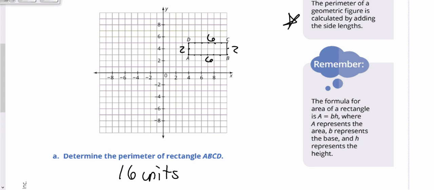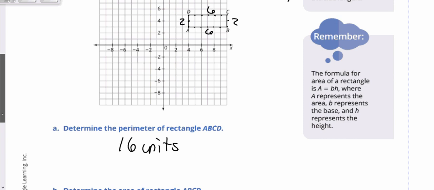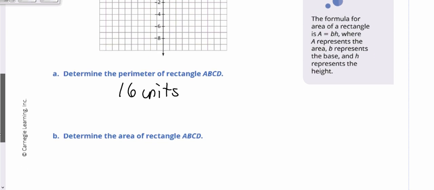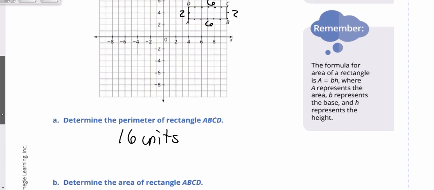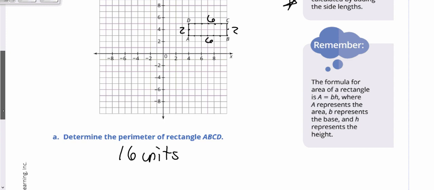Remember, anytime you're doing area and perimeter, you always have to have some sort of units. Then they ask us to determine the area of the rectangle. For area of a rectangle, it's base times height, where A represents the area, B represents the base, and H represents the height. I want to make sure you understand height in this case is always the perpendicular segment to the base.